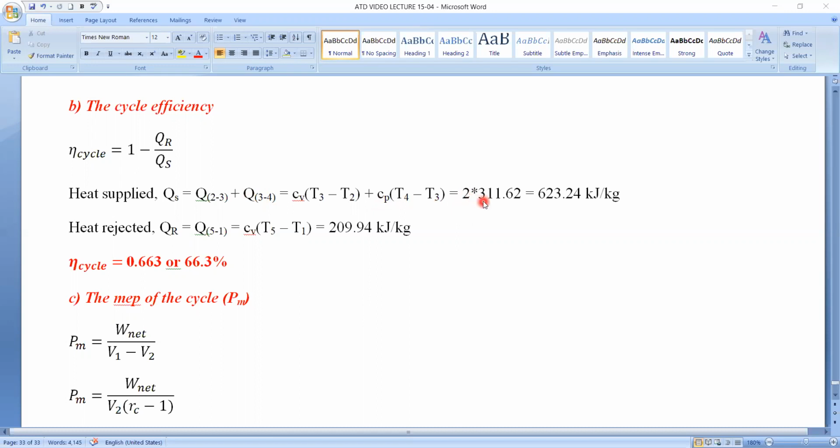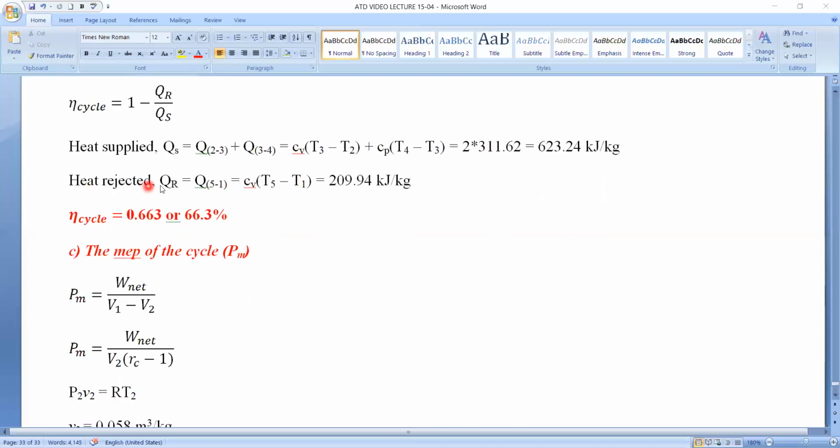Okay, 2 times 311.62. How did we get 311.62? If you solve this, listen here carefully. Cv is 0.718, T3 you know, T2 you know, and multiply this value by 2, because these two are equal. That's why I have taken 2 times 311.62. If you solve this you will get 311.62, so multiply this and you will get 623.24 kilojoules per kg. This is the total heat supplied to the cycle.